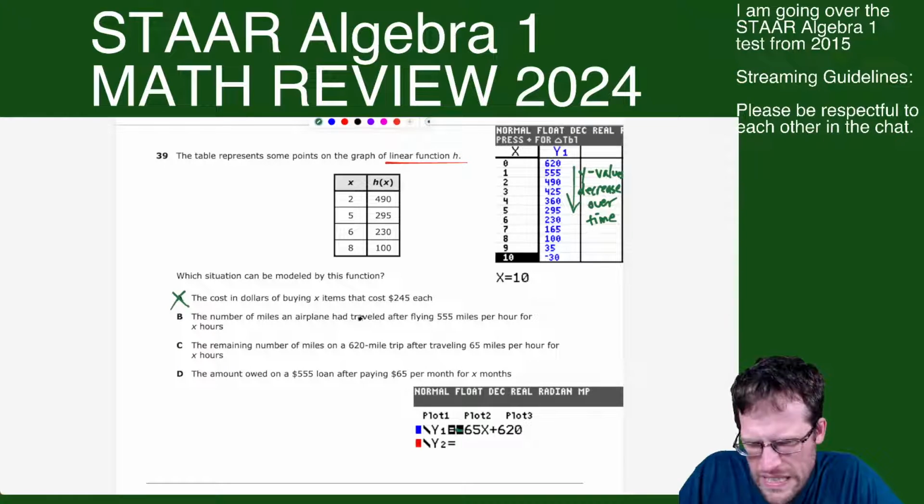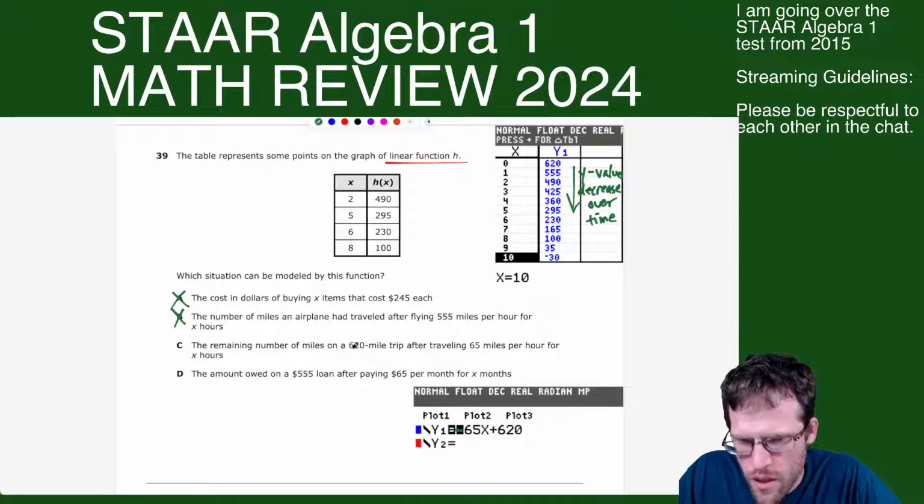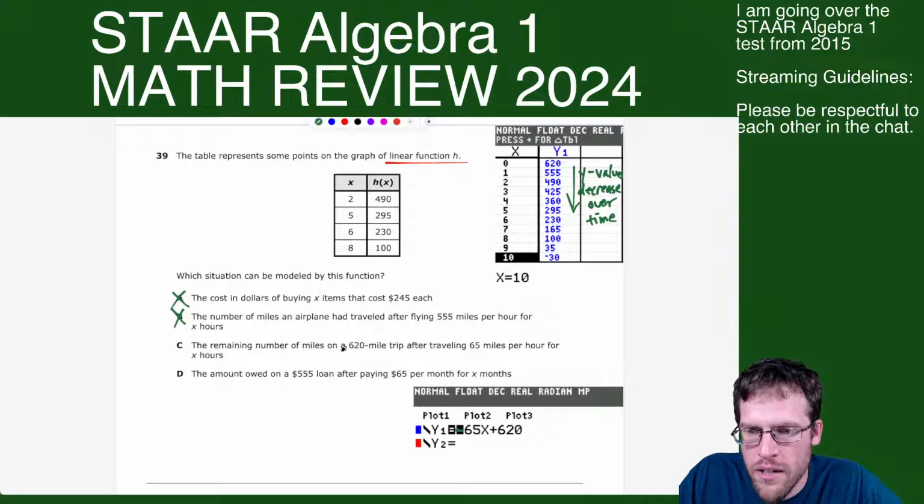Yeah, that seems not it. All right, let me just read that again. The number of miles an airplane has traveled. No, the number of miles the airplane would travel would go up, not down. If we're saying it's going 555 miles per hour, that would not be modeling it at all. So, here we go. The remaining number of miles on a 620 mile trip.